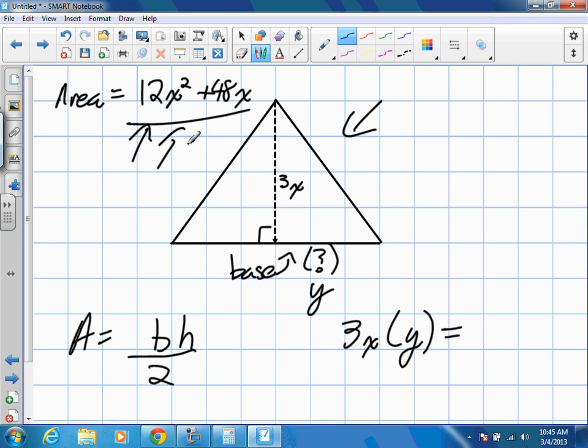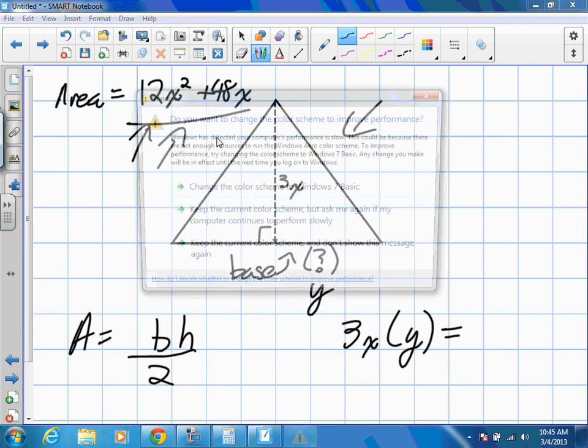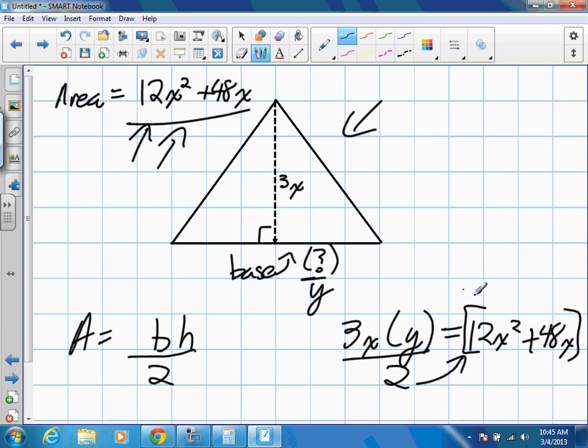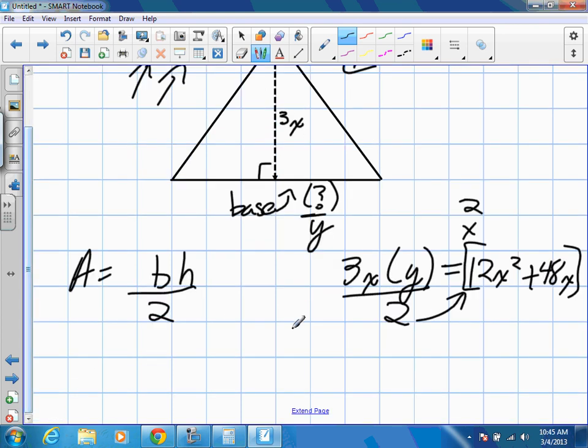Think of it like this. Base times height divided by 2 will be equal to 12x squared plus 48x. This 2 needs to be put into this in order to figure out what our base is. So if I bring this 2 over, I need to multiply both these values by 2. So we're left with 3x times y, that's our unknown, is equal to 12 times 2, which gives us 24x squared, plus 2 times 48, which gives us 96x.